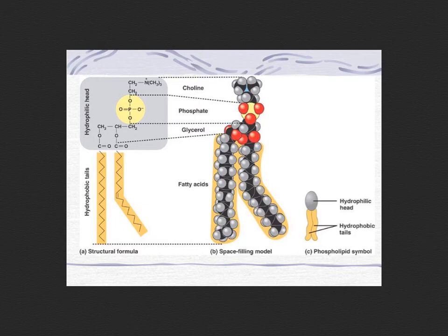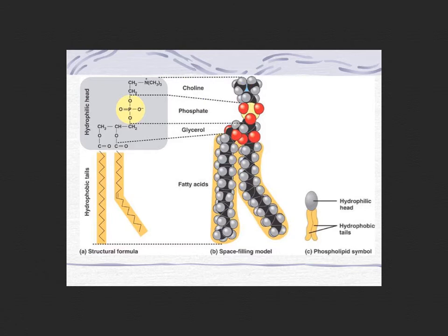So this is the structure of the phospholipid. Here's the chemical structure. You can see you have your phosphate group right here. These are your 2 fatty acid chains with the attached glycerol. And this one has choline attached, which is an amino acid. So you have your choline, your phosphate, and then you've got your 2 fatty acid tails. So this whole section up here we call the phosphate head, or the hydrophilic head.